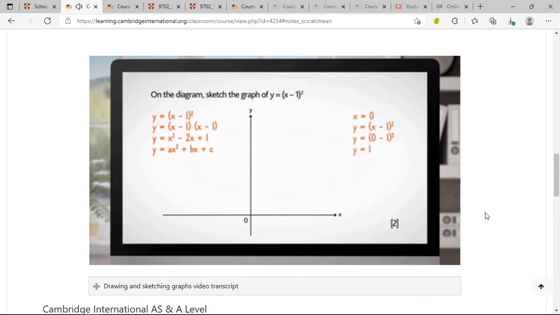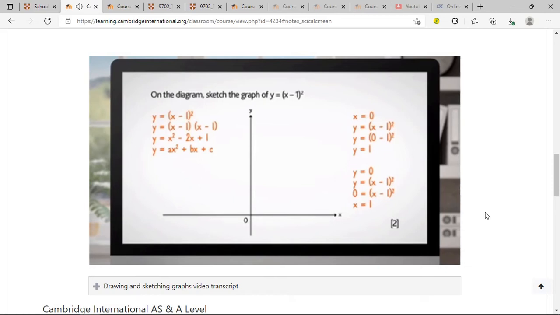When x is 0, the value of y is 1. And when y is 0, the value of x is also 1. Notice that this curve doesn't cut the x-axis in two places, as when y equals 0, there is only one value of x. What does this mean? Well, the graph must touch the x-axis. In other words, the x-axis is a tangent to this curve. You may wish to pause the video while you try and sketch this graph.